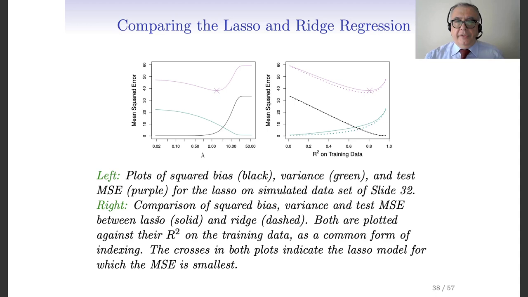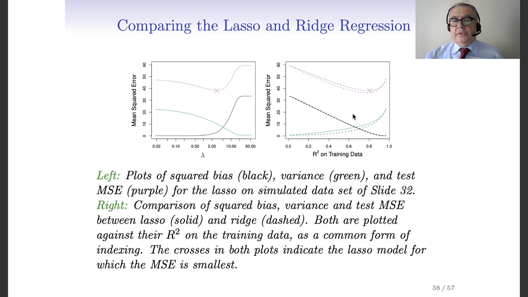These are simulated data. And again, the meaning of the curves is the usual one. So black is the squared bias, green is the variance, and the test mean squared error is the purple one. And here it depends on lambda, and I'm using the lasso, so this is the lambda coefficient for the lasso. On the right plot, I'm comparing the lasso and the ridge regression, and the dotted lines refer to the ridge.